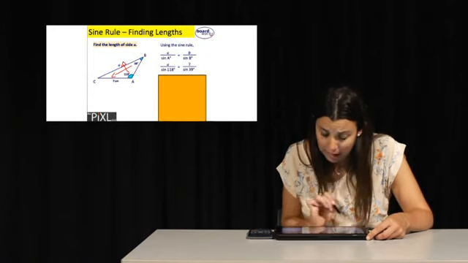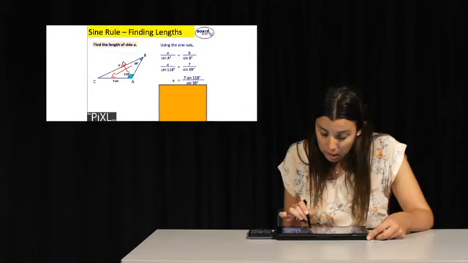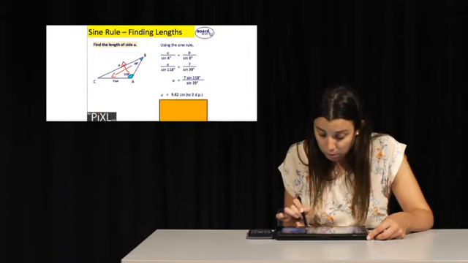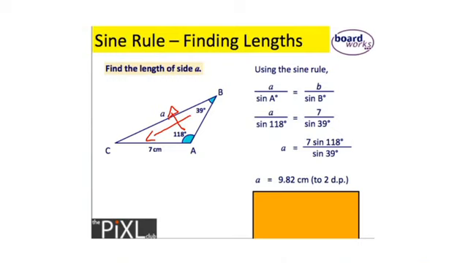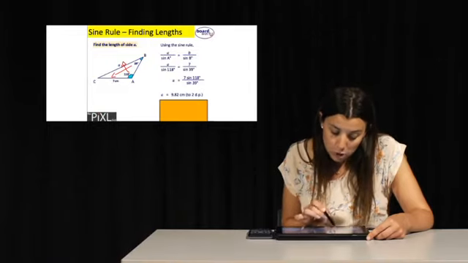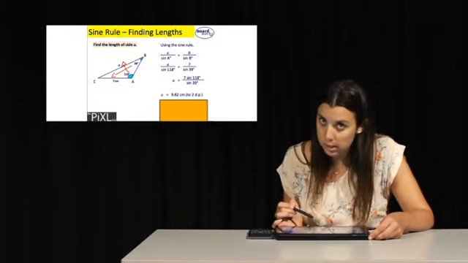If we substitute in our values again, we have A, our unknown, divided by sine 118 equals to 7, the length here, AC, divided by sine 39. Substitute that all into your calculator, rearrange, and the answer you get for A is 9.82 centimetres, correct 2 decimal places. Again, in the context of the question, with our other side being 7, 9.82 is a reasonable answer to expect.